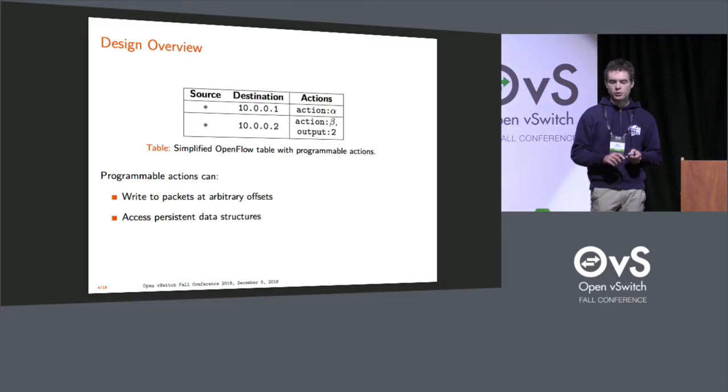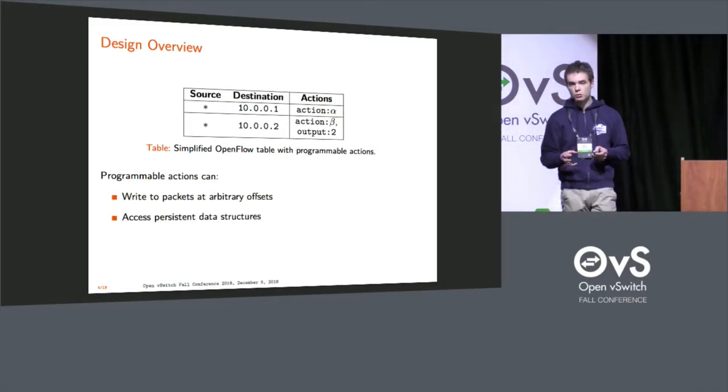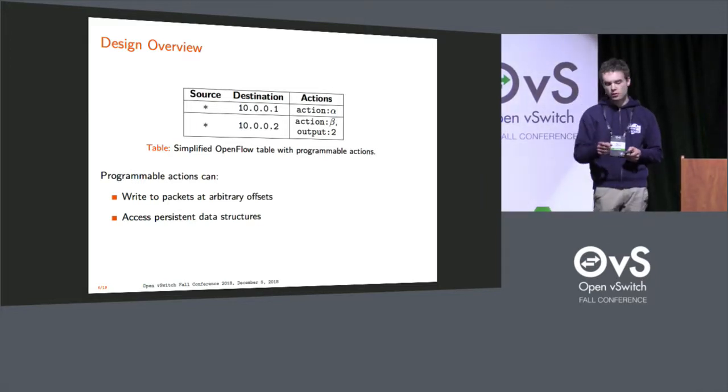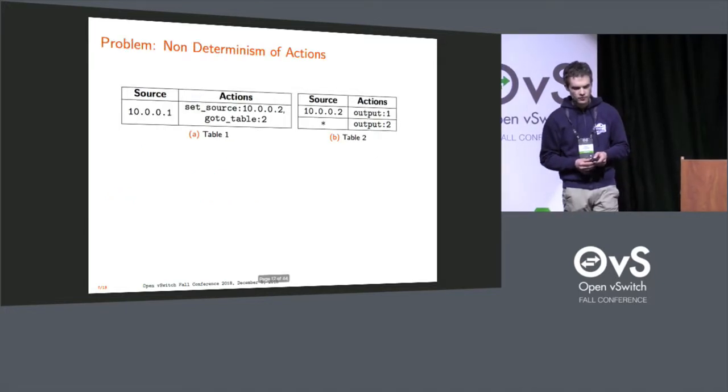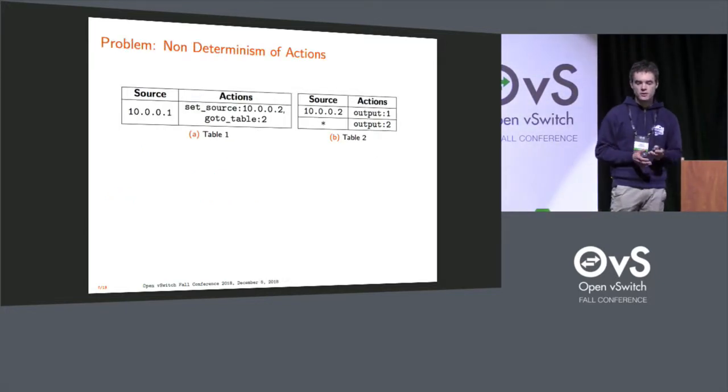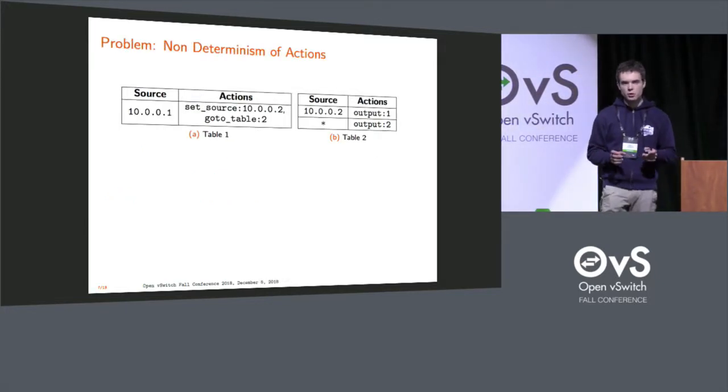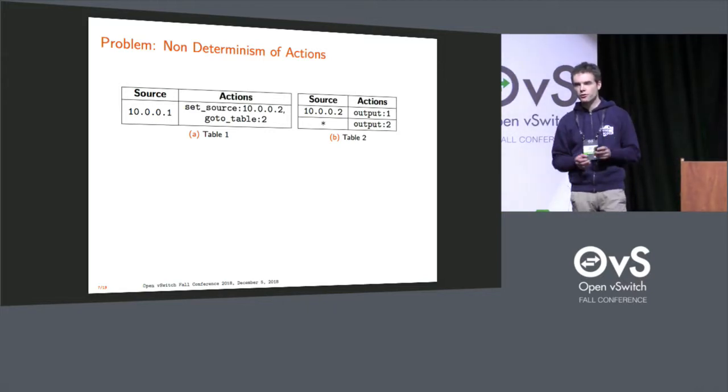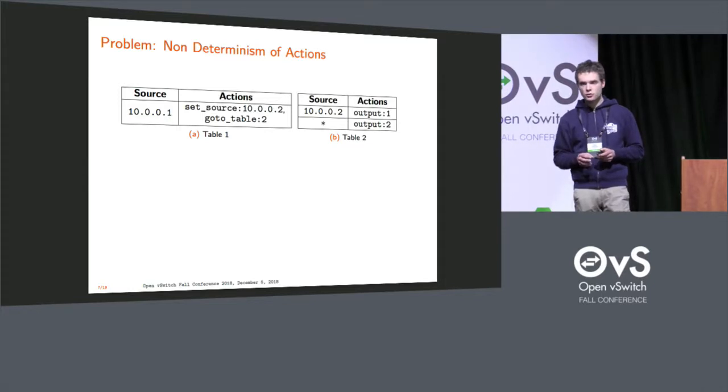So we want to be able to load these programmable actions into the switch and use them in combination with other types of OpenFlow actions, such as in the second row of this table. So what's the issue with this? In the SoftFlow paper, they mentioned it as the non-determinism of these programmable actions. In order to understand this, we have to look at how the caching mechanism of OpenVSwitch works today.